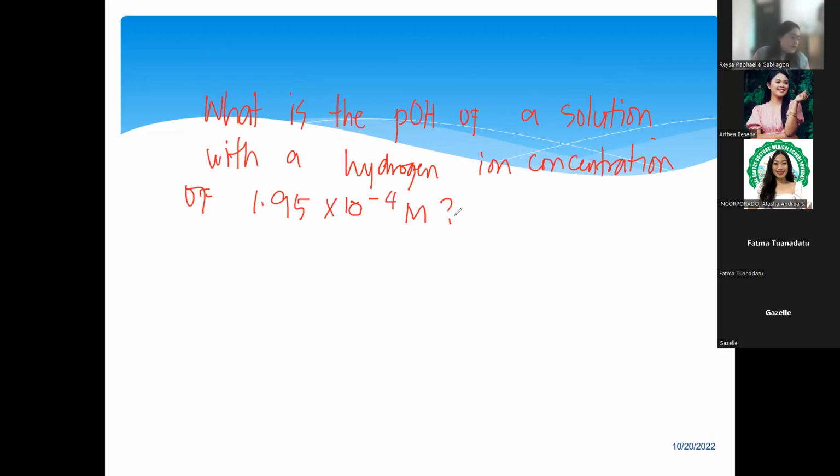Okay, so what is the pOH, I mean, of a solution with a hydrogen ion concentration of 1.95 times 10 raised to the power of -4. Try nyo sundin yung previous example natin. Baliktad lang ito. Hydrogen ion ang given, tapos pOH ang hinahanap.